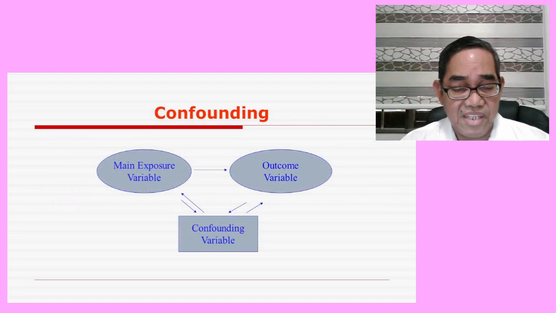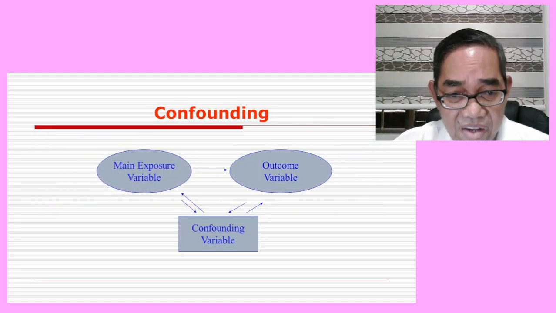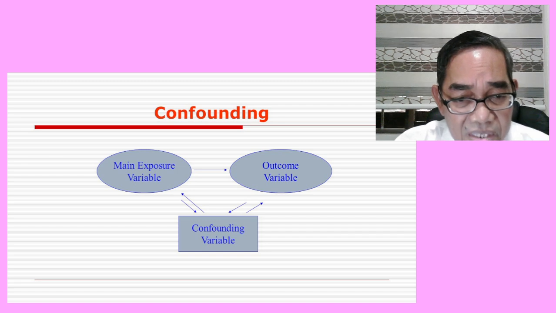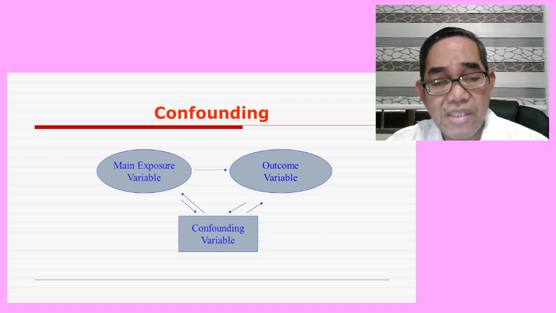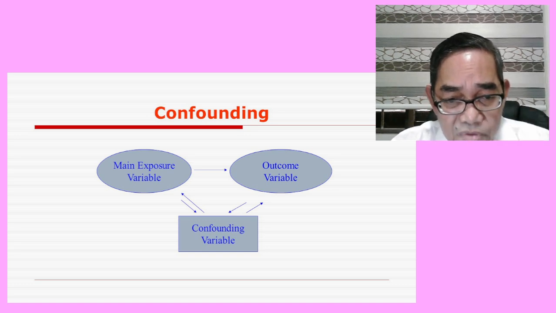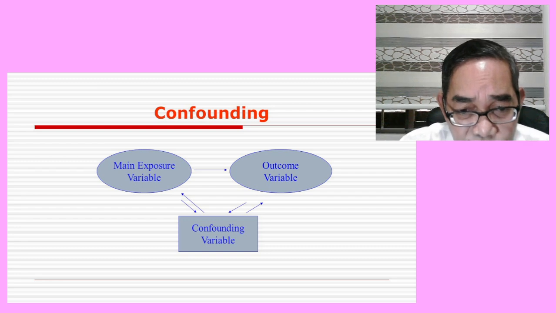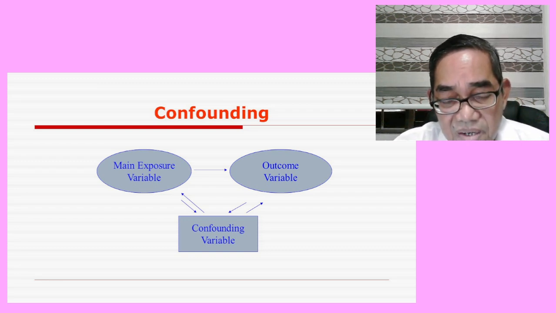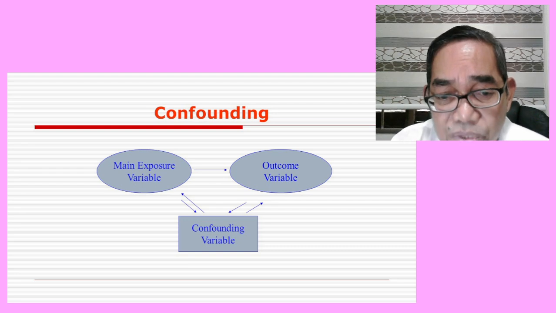So let's give a diagram for that. This is the main exposure variable, the main determinant or the main independent variable, and this is the outcome, and this is a confounder, and this confounder is associated with, is related with the outcome.